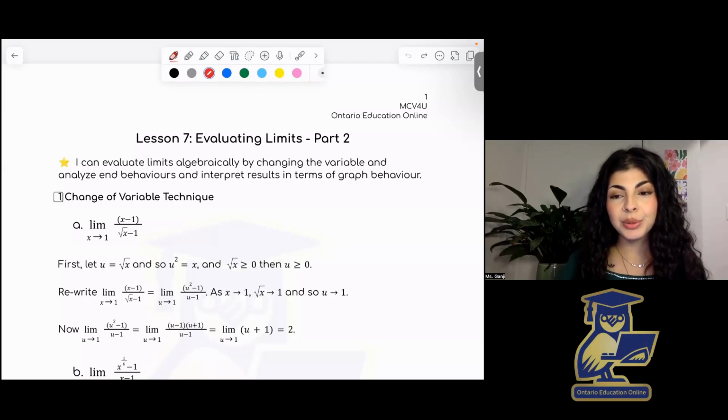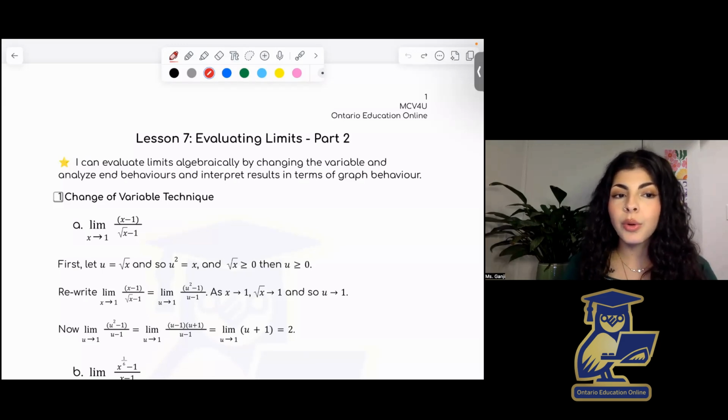Hello and welcome to our second lesson on evaluating limits, where today we're looking at the change of variable technique. Today's lesson will be a bit short as the material itself will require a lot of practice, so you have a practice set to work on as well as some additional questions and some other resources for you on Google Classroom, so please check those out and let's jump into it.